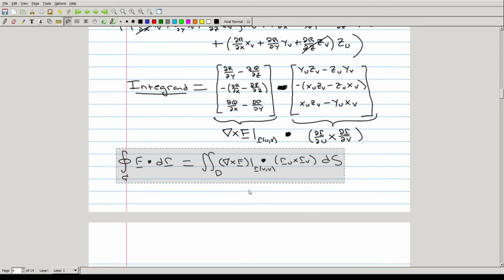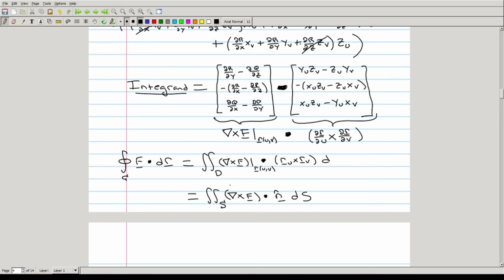Which, as we know, is exactly equal to the surface integral over S of the curl of vector field F, dot normal to the surface. This should be du dv here. This is an integral for du dv. Which concludes our proof.